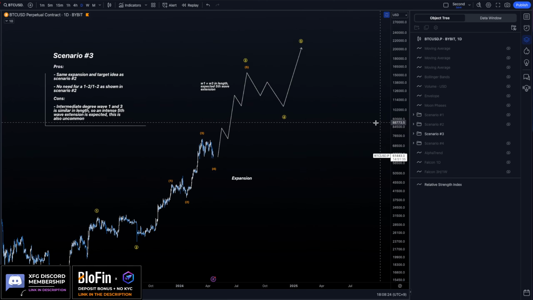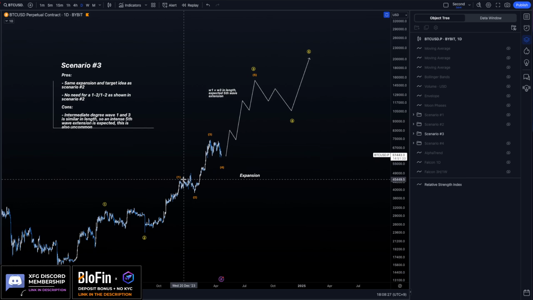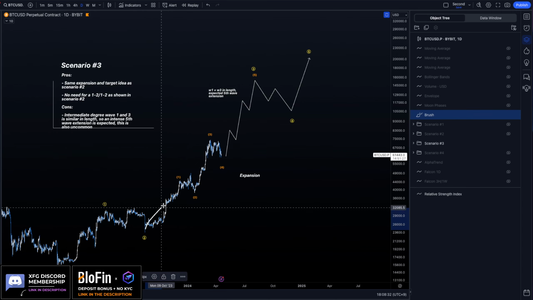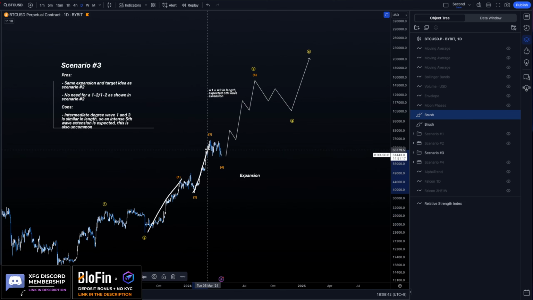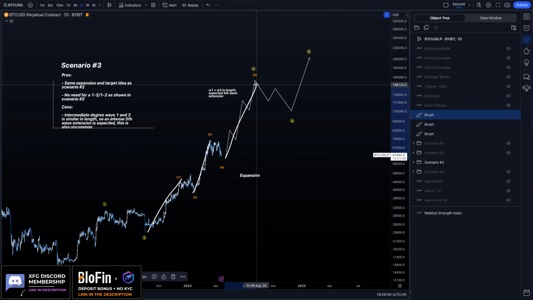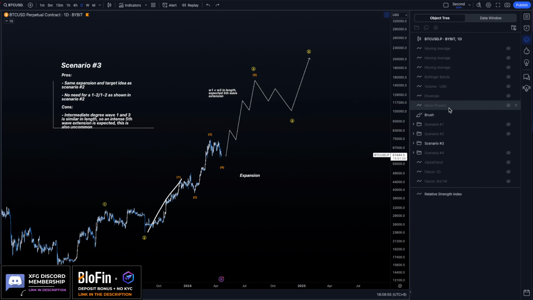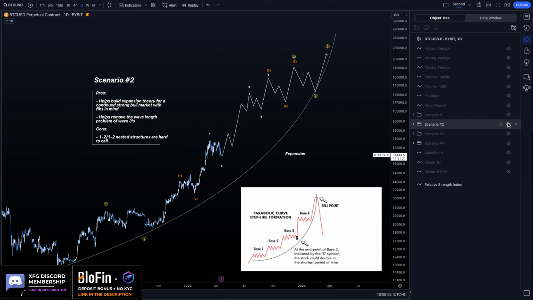So for scenario number 3, similar idea, but instead of having that nested 1-2, 1-2 formation, this alternation idea does take into account that maybe we have similar lengths in wave 1 and 3. Now, if we're having a similar length in 1 and 3, we're going to be expecting a very, very extended intermediate degree wave 5. This is very similar to scenario number 2 in terms of the expansion idea. Instead, we just have a 1-2, 1-2.